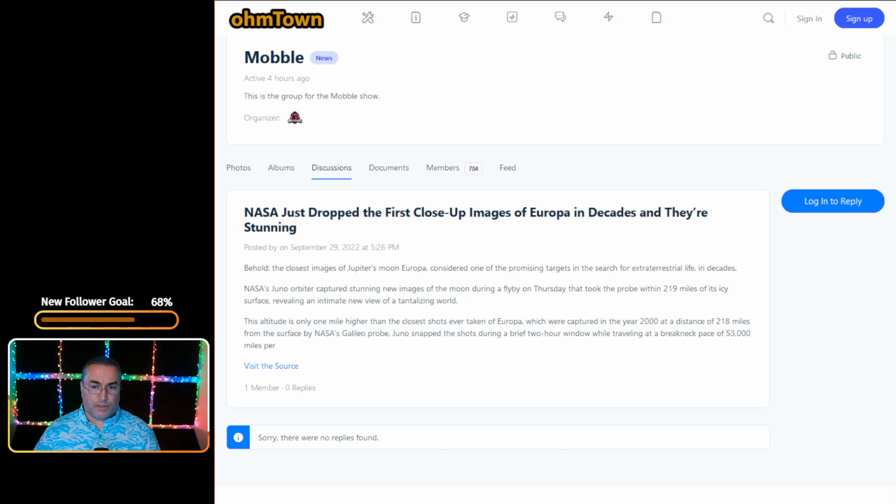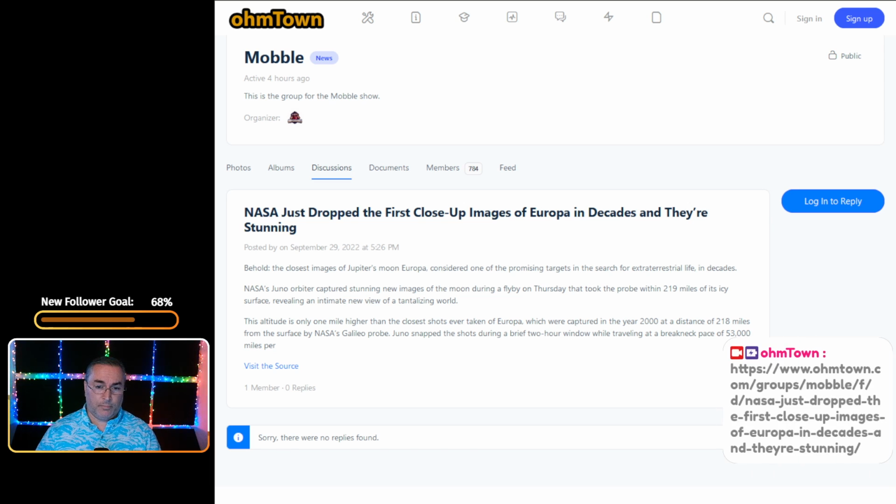NASA just dropped the first close-up images of Europa in decades, and they're stunning. And let's see what the pictures look like. NASA's Juno orbiter captured stunning new images of the moon during a flyby on Thursday that took the probe within 219 miles of its icy surface, revealing an intimate new view of a tantalizing world.